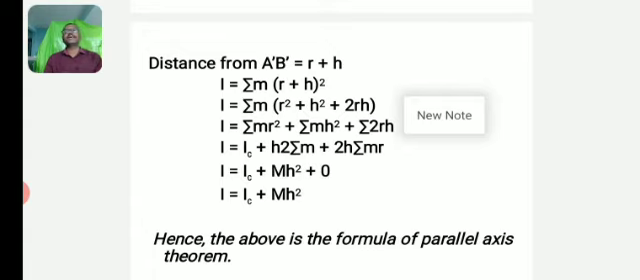So this formula indicates the parallel axis theorem. That means the moment of inertia of a body about an axis, I, is equal to the sum of the moment of inertia of the body about an axis passing through its center of gravity, IC, plus the product of the mass of the body and the square of the distance between the two axes AB and A dash B dash. So, the parallel axis theorem. Thank you.